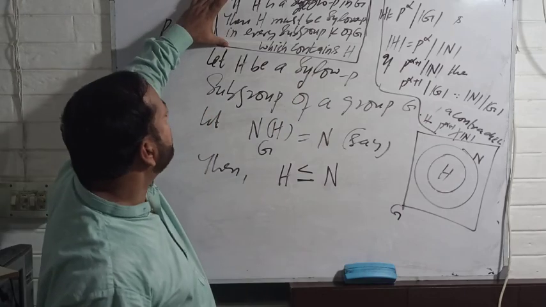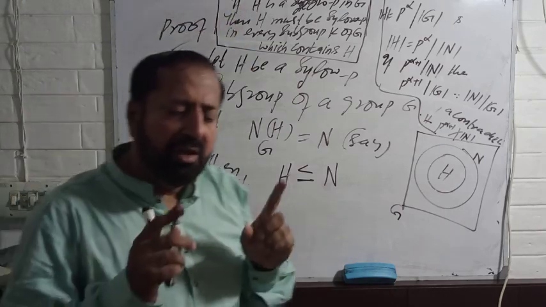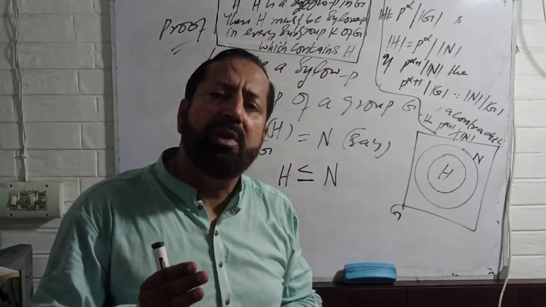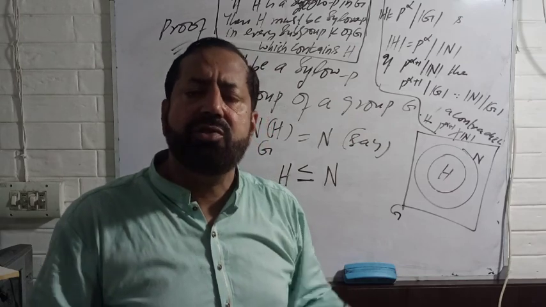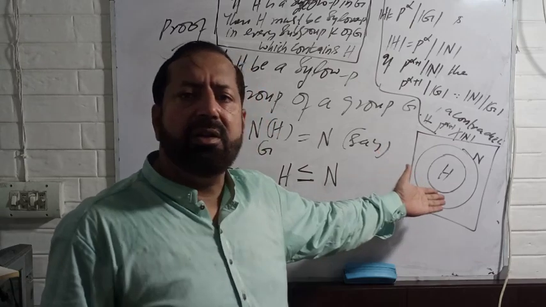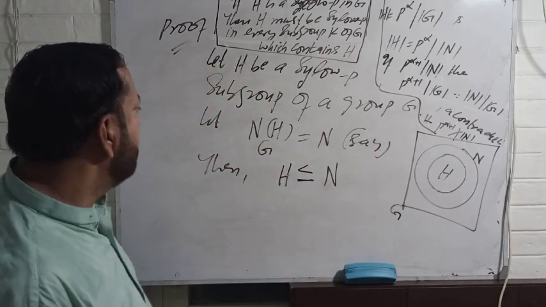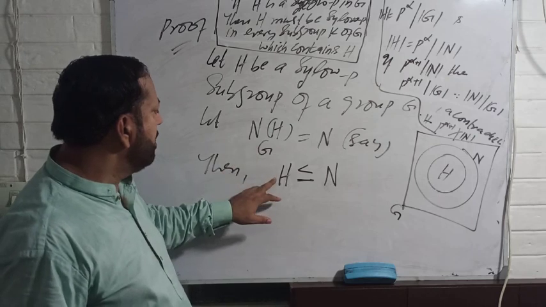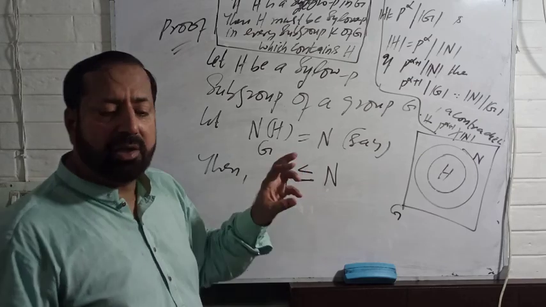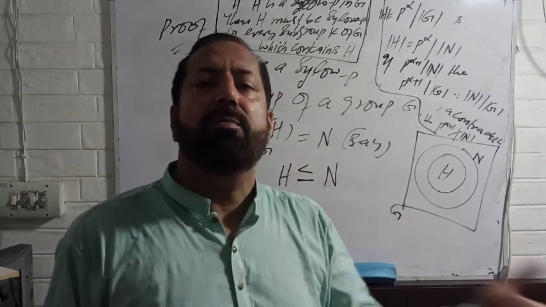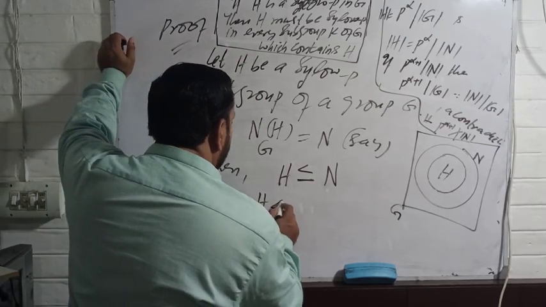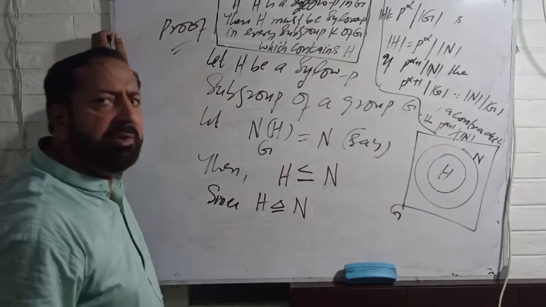So I have given the proof of this small corollary, that if H is a Sylow P subgroup in G, then H must be a Sylow P subgroup in every subgroup which is squeezing between H and the full group. Okay, so you can understand with the help of this diagram. Since H is a subgroup of N, also you know that every subgroup is normal in its normalizer. Since H is normal in its normalizer, this is very much clear.